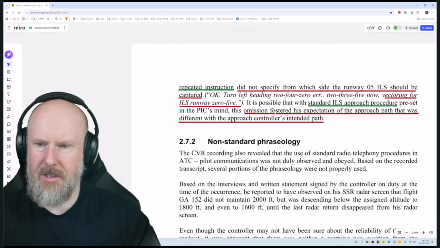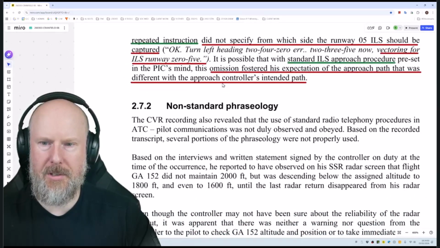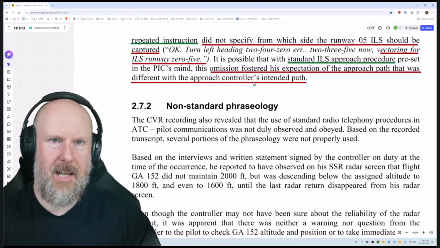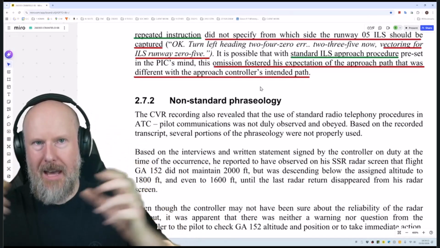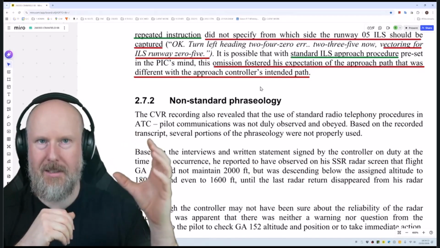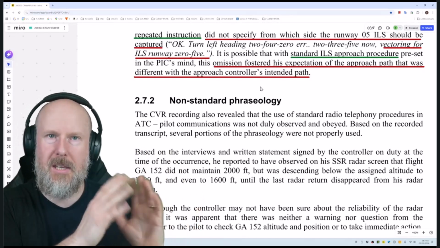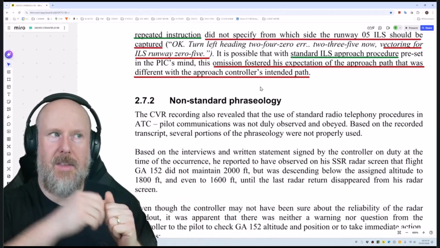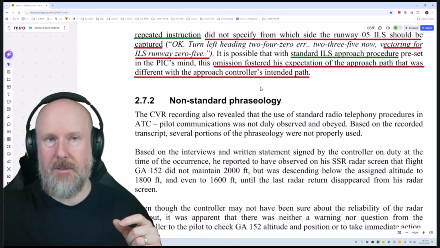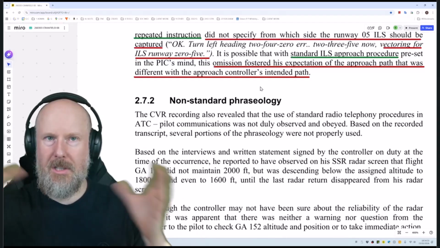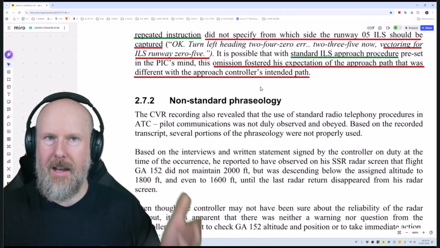This omission fostered his expectation of an approach path that was different from the approach controller's intended path. Just to get that really embedded in your mind, you've got the pilots and their mental models and their beliefs about how things should progress. And then you've got the beliefs of the air traffic controller and how they think the conduct of the flight should progress. Of course, they've not coordinated and agreed between the two of them what that should be.